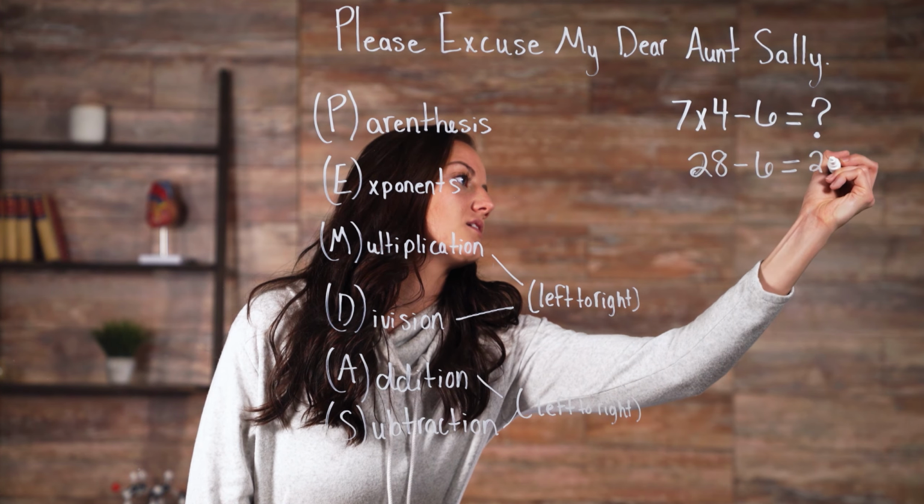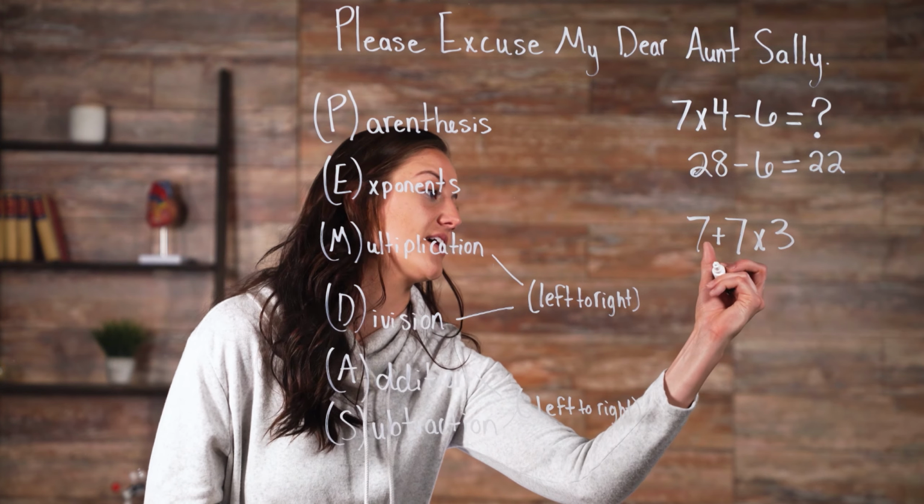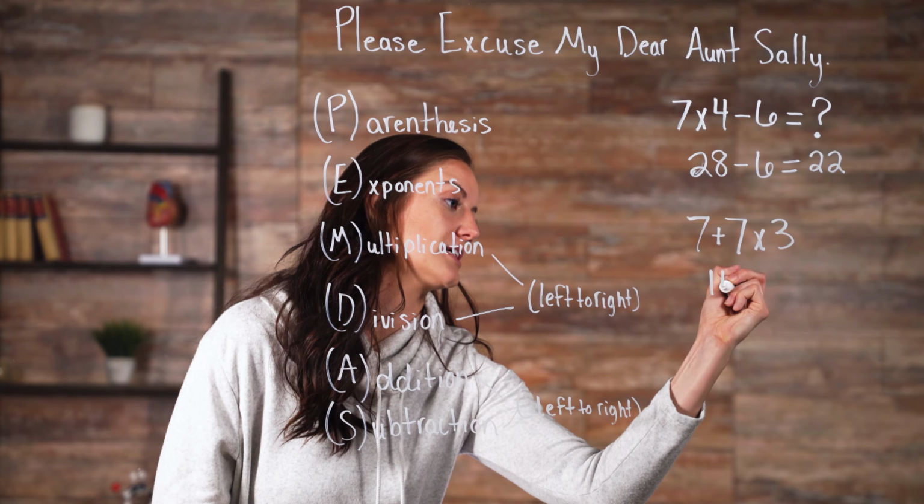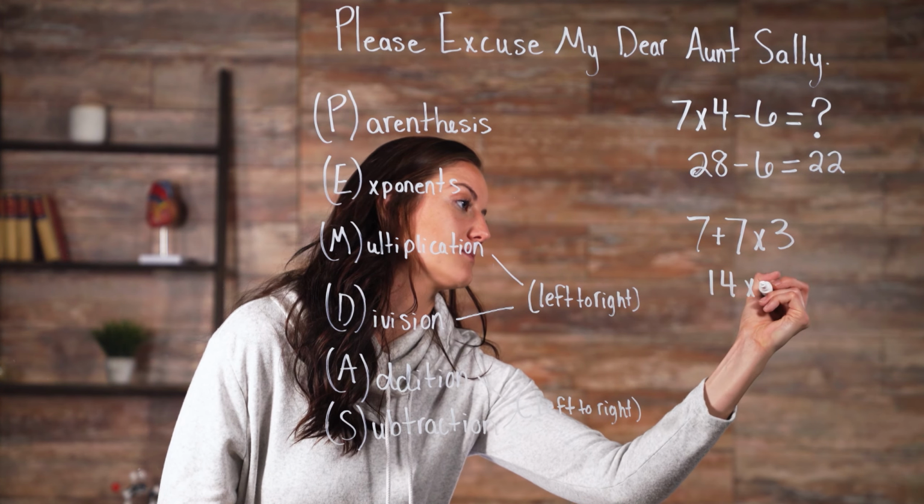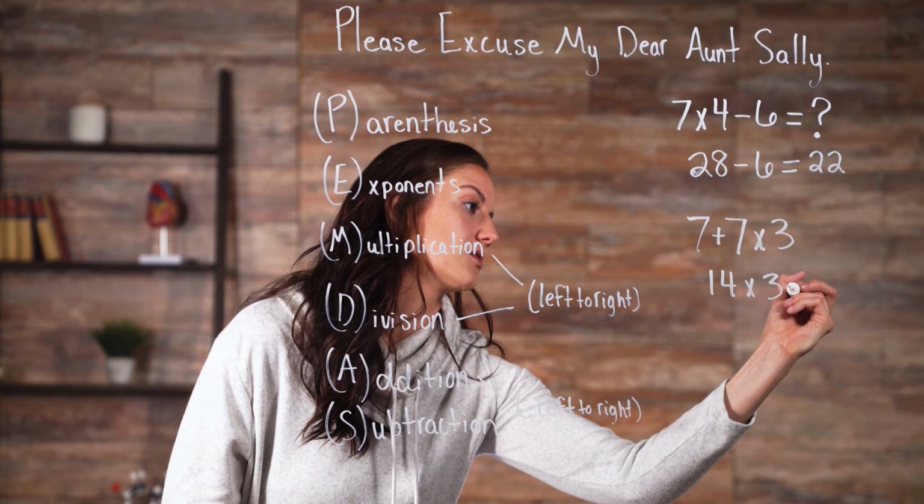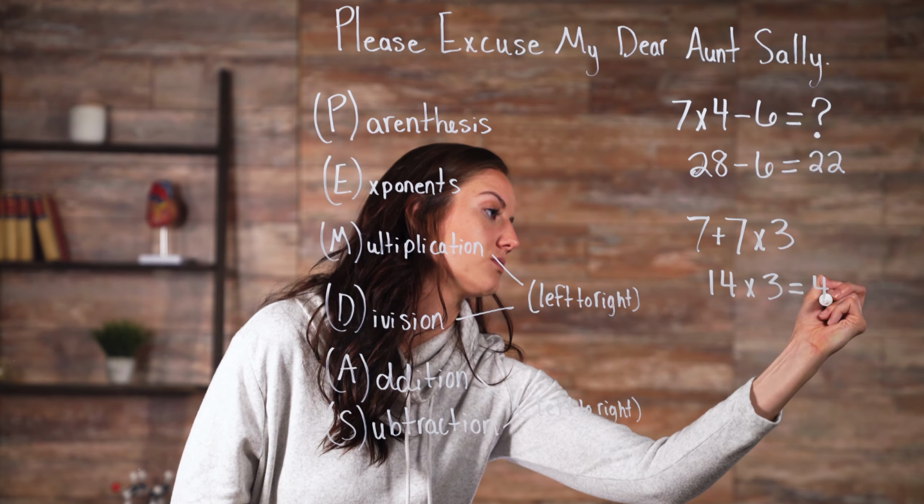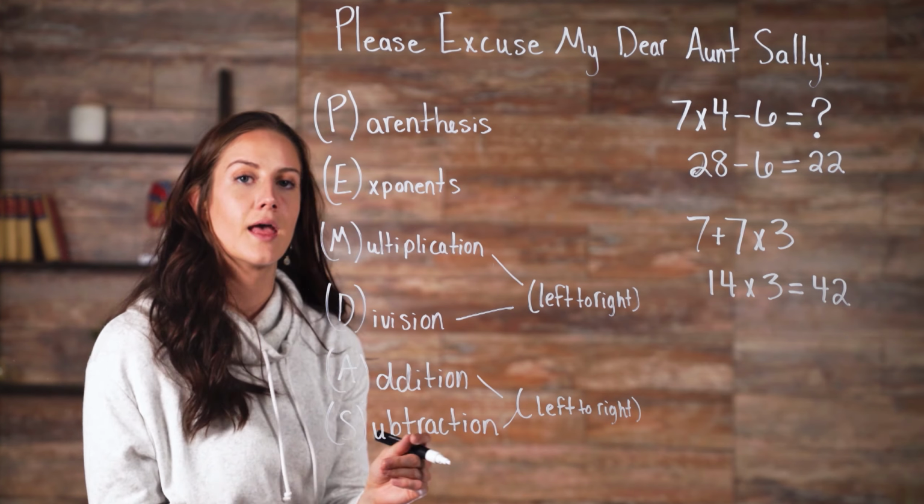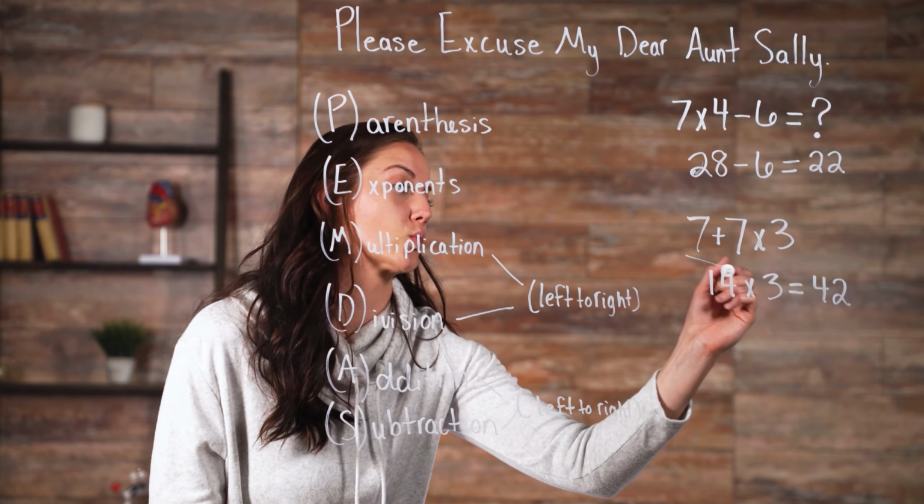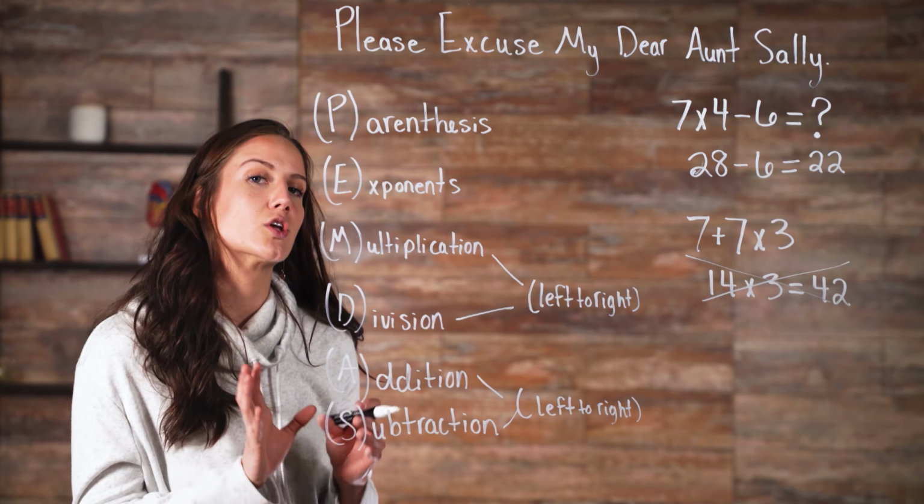Now let's look at another problem. Without the order of operations, you could calculate this as 7 plus 7, which is equal to 14, times 3, which is equal to 42. And this would be wrong. Remember, you multiply before you add. Therefore, the equation should look like this.